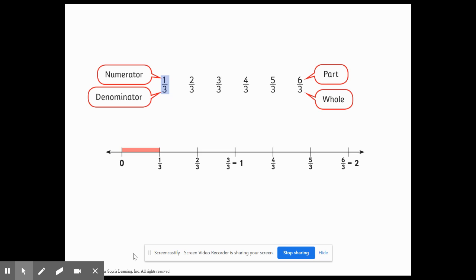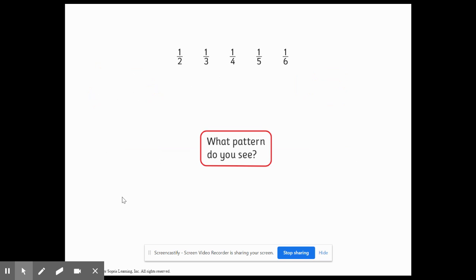The fraction 1/3 is close to 0 because the fraction's numerator is much less than the denominator. But as we move to the right, the numerator becomes equal to the denominator, and then greater than the denominator. When the numerator is greater than the denominator, the fraction is greater than 1.